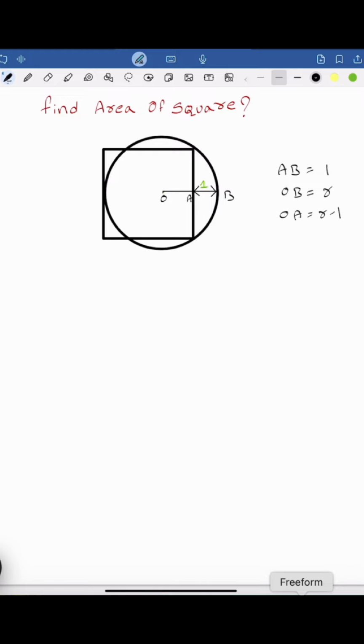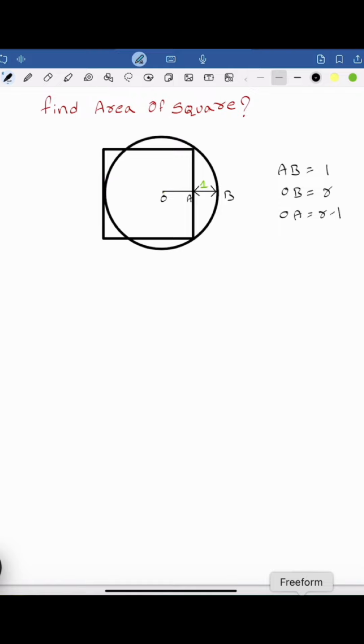Now to solve this question, let me introduce you to a very interesting theorem, the intersecting chords theorem. The intersecting chords theorem states that when two chords of a circle intersect within the circle, the product of the segments of one chord is equal to the product of the segments of the other chord.